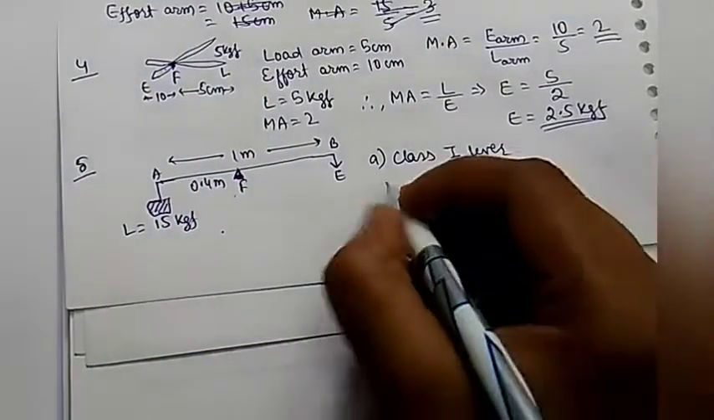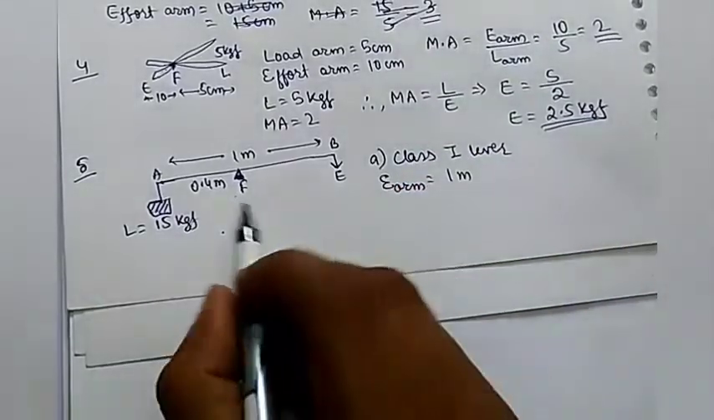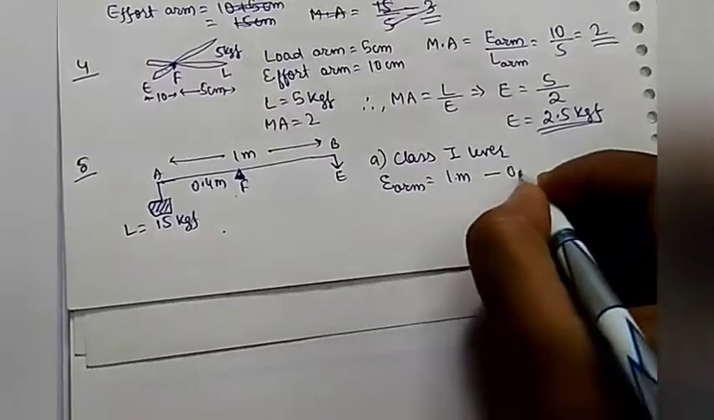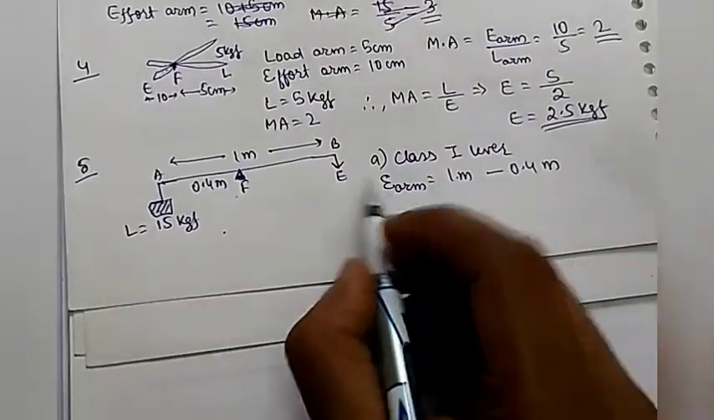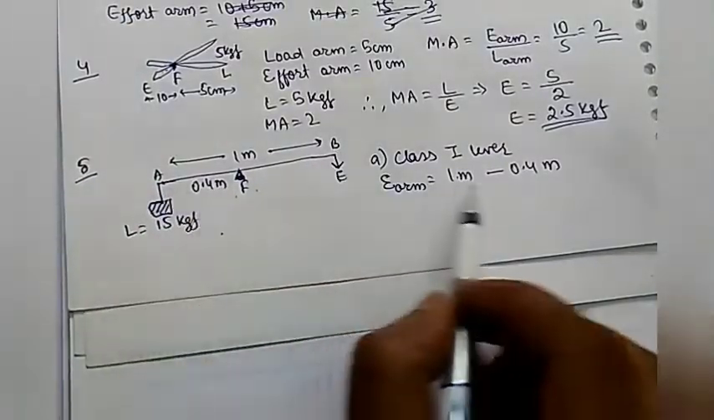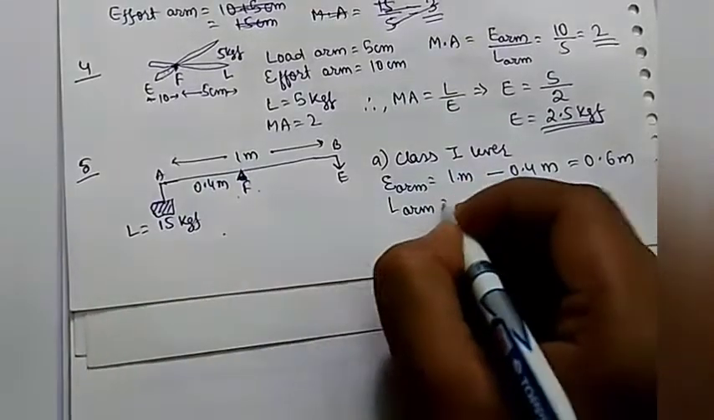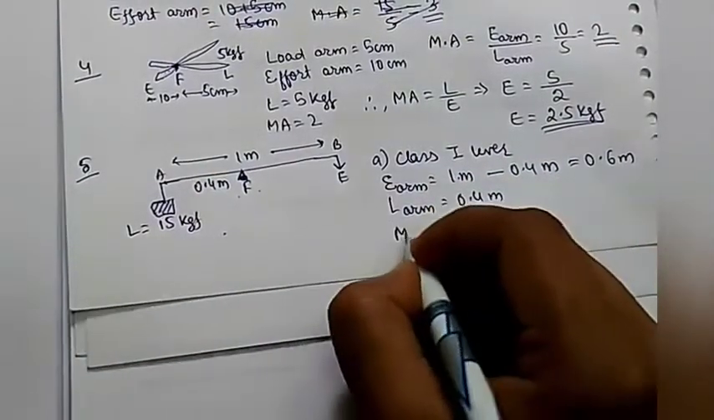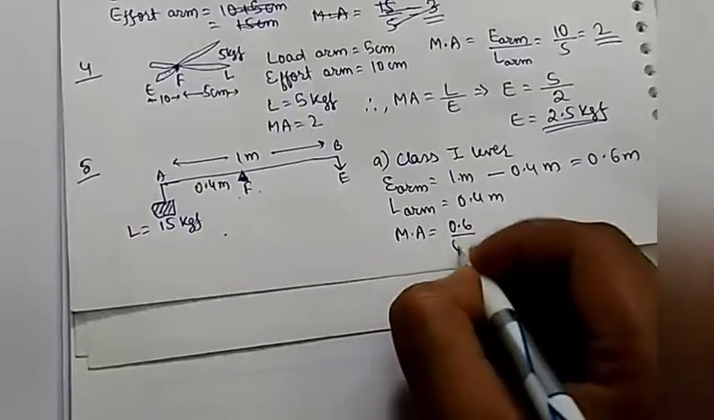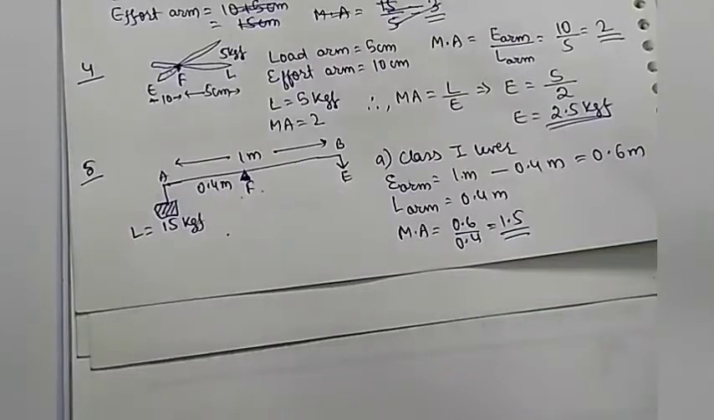Clearly effort arm is equal to 1 meter minus 0.4 meter, because effort arm is the distance between effort and the fulcrum. So total is 1 meter, 1 minus 0.4. So it will be 0.6 meter. And the load arm is equal to 0.4 meter. So the mechanical advantage is equal to effort arm by load arm, 0.6 by 0.4, that is equal to 1.5. So the mechanical advantage is 1.5.